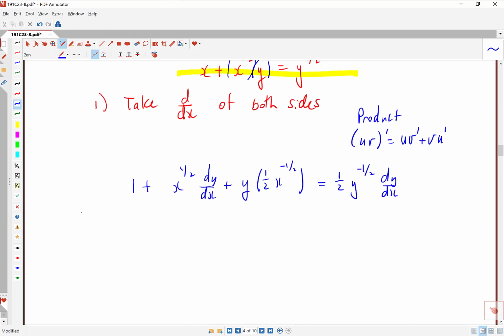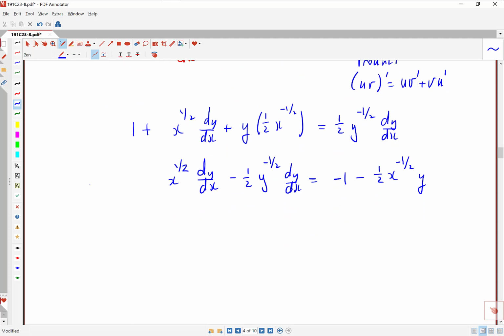Great. So we're going to keep the dy by dx terms on the left. So let's start to write those down. x to the 1/2 times dy by dx. We've got a minus 1/2 y to the minus 1/2 dy by dx. And then the two other terms are going to go over to the right side. So we'll have a minus 1 and we'll have a minus 1/2 x to the minus 1/2 times y.